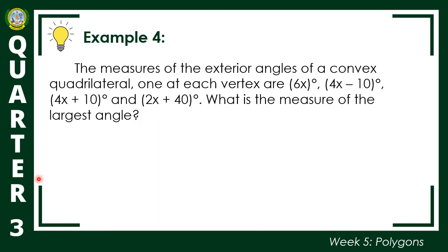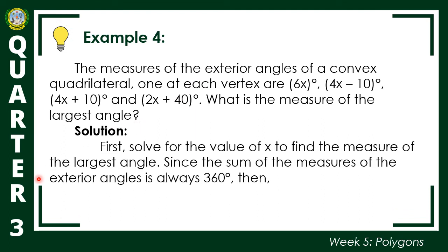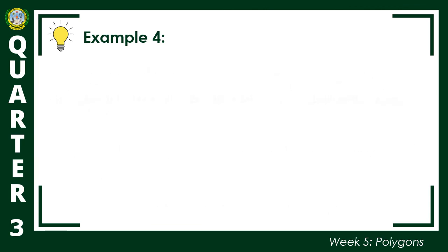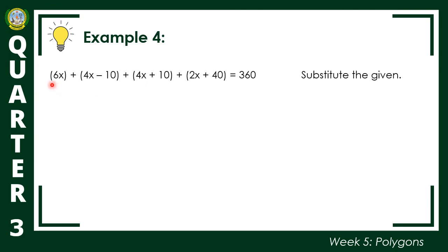So, writing the equation, we will get this one. Yung first exterior angle plus yung second exterior angle plus yung third plus yung fourth equals 360 degrees. So, i-substitute na natin yung mga measures or yung mga algebraic expressions. Magiging 6x plus 4x minus 10 plus 4x plus 10 plus 2x plus 40 equals 360 degrees.